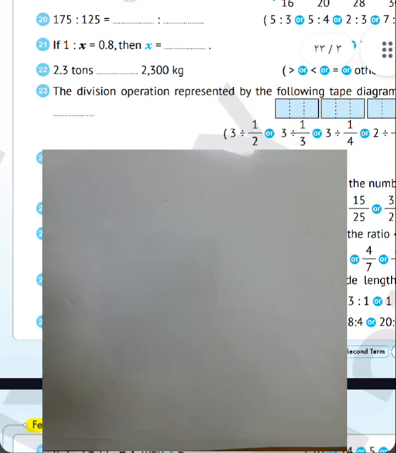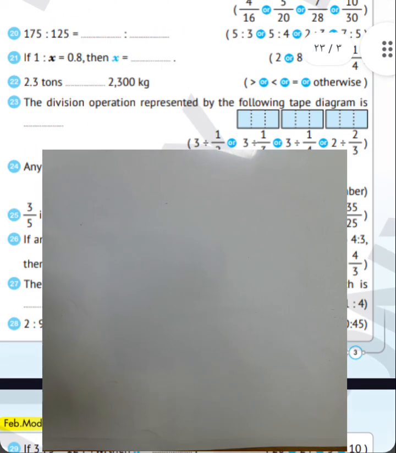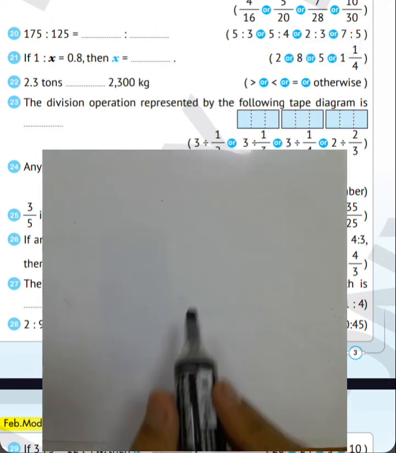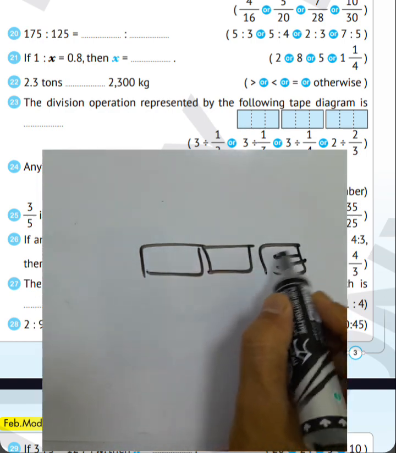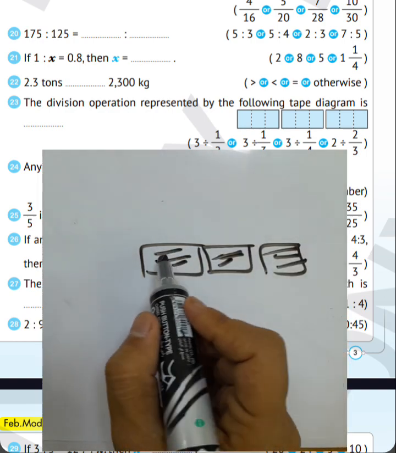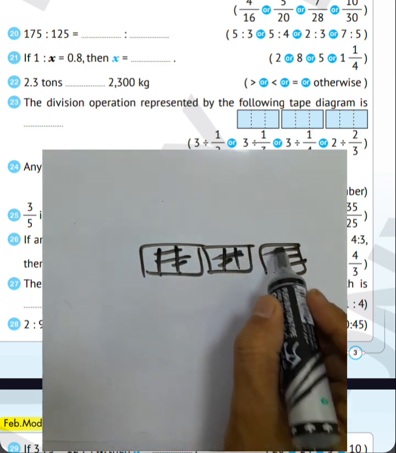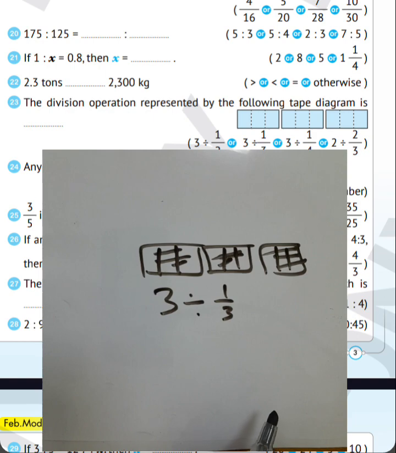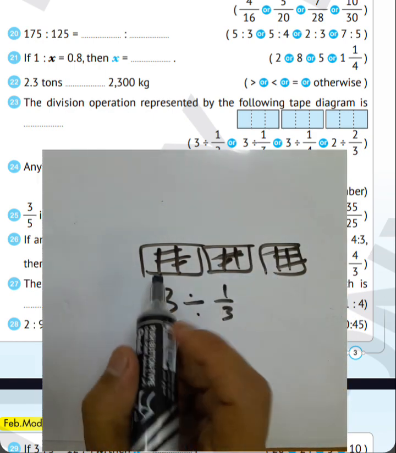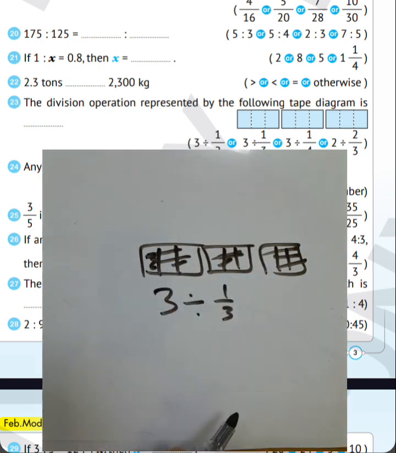Question 23. The division operation represented by the diagram. It will be what? We have 3 parts colored, 3 parts, and divided each one into 1 over 3. We have 3 divided by 1 over 3. 3 parts colored divided by each one reversed to 1 over 3. Okay.